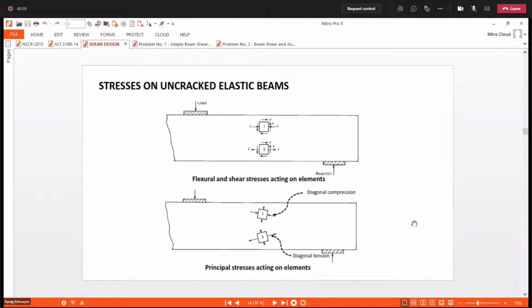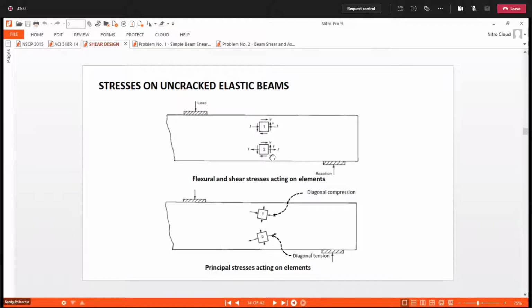Okay, so let us consider now this beam under the elastic stage. If we consider the combined flexure and shear stress on an element, at the top it is under compression, and at the bottom it is under tension.